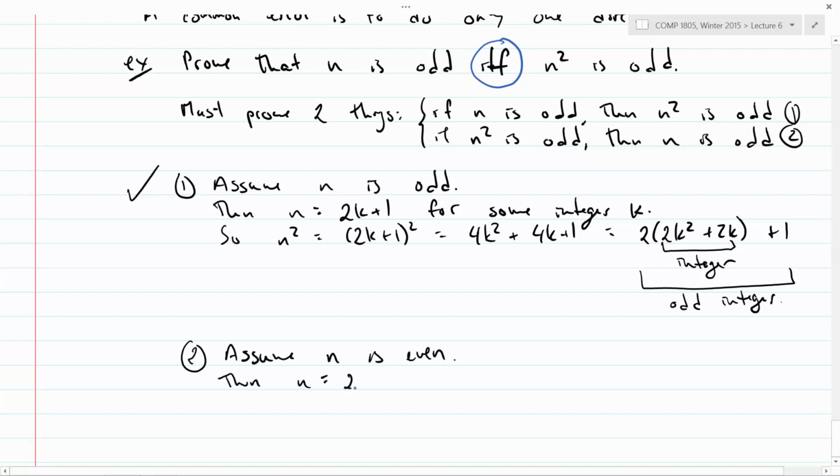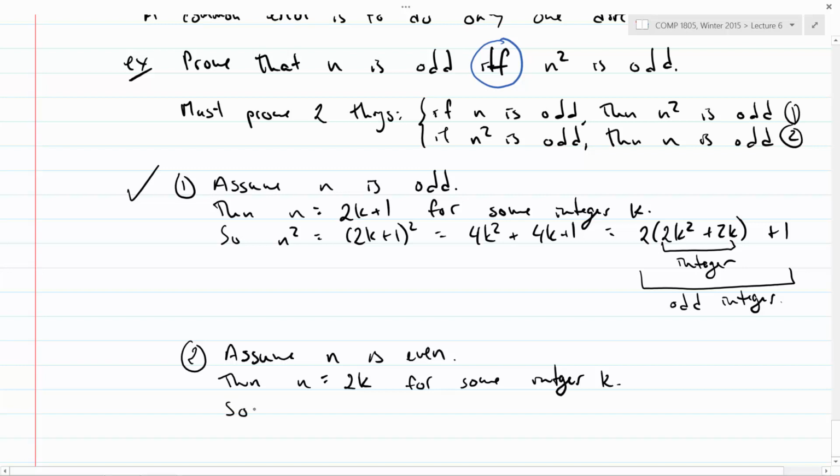Then n equals 2k for some integer k. You might think it's weird to reuse k. I consider both parts of these proofs to be sort of independent, so it's okay to reuse things as long as it's clear that that's what you mean.